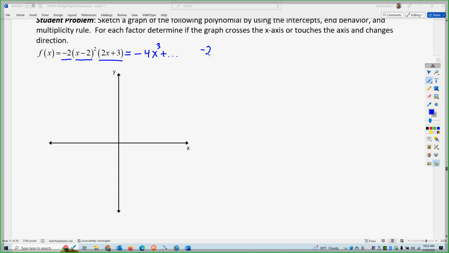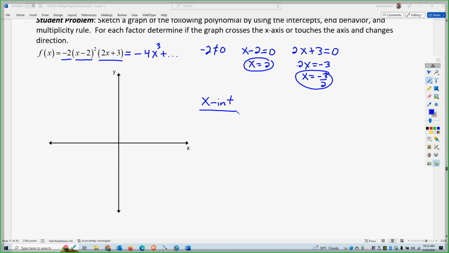All right, so negative 2 is equal to 0. x minus 2 is equal to 0. And 2x plus 3 is equal to 0. So obviously the first one's not valid. So x is equal to 2. 2x is equal to negative 3, or x is equal to negative 3 halves. Okay, so my x-intercepts are (2, 0) and (negative 3 halves, 0).